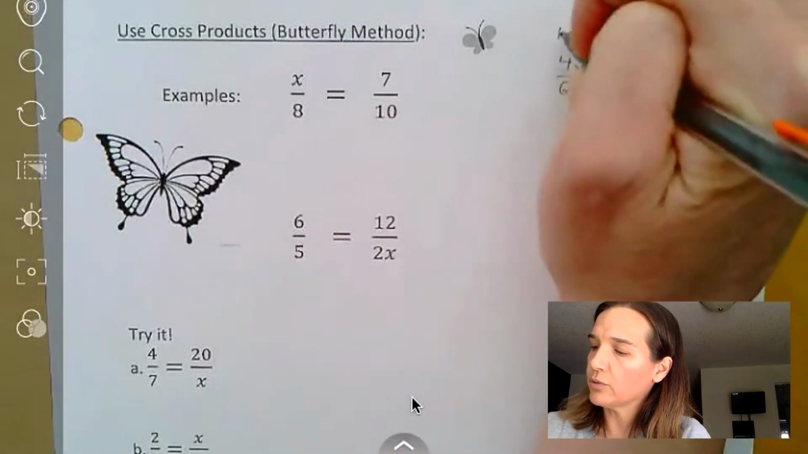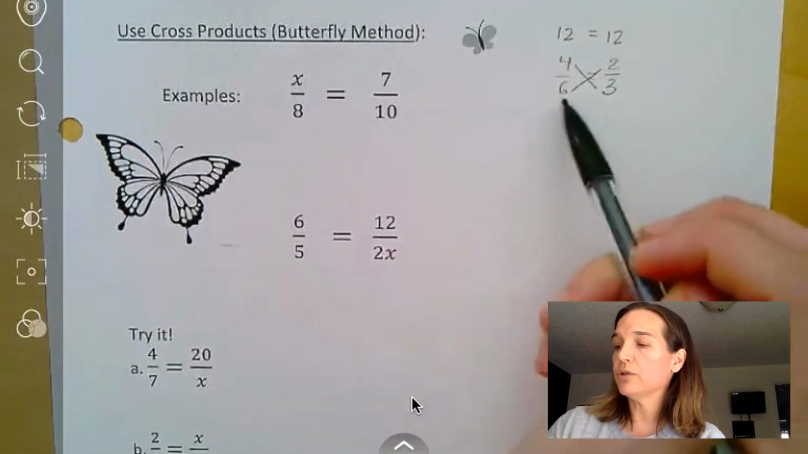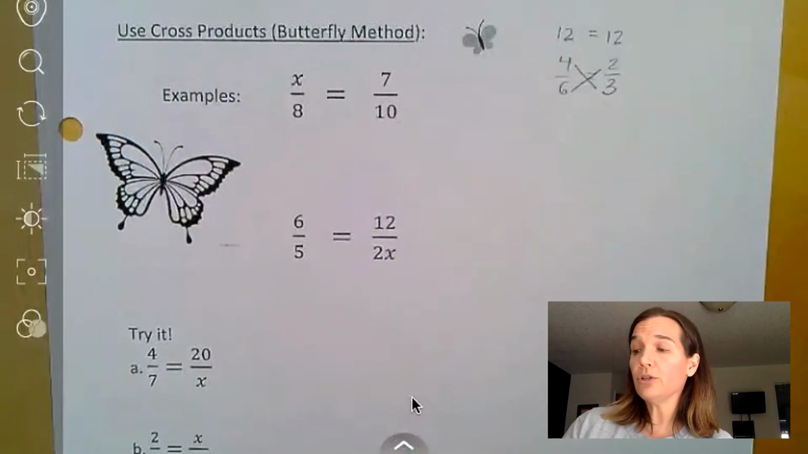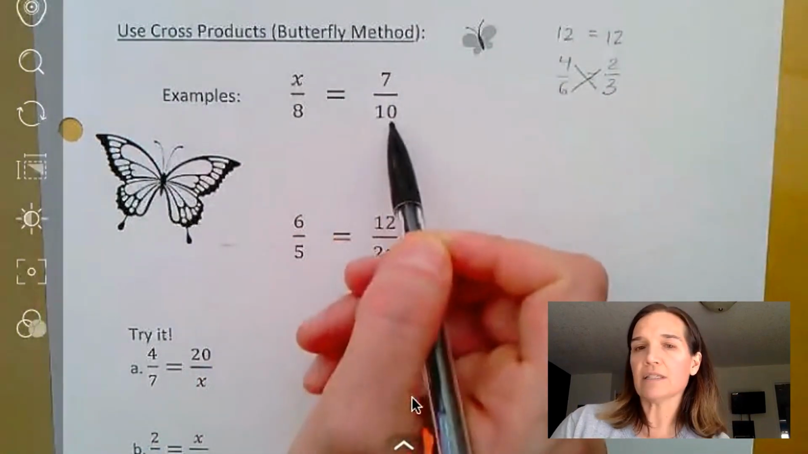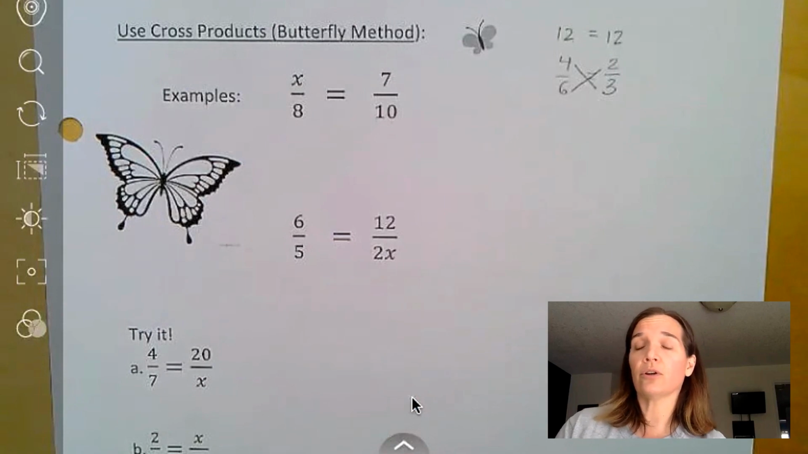3 times 4 is 12. 6 times 2 is 12. If they are truly proportional, the cross products will be equal to each other. So we're going to use that to our advantage here to try and find x. I say to myself, 8 times what is 10? I don't know. So if you're in that same boat, what we'll do instead is use our cross products.